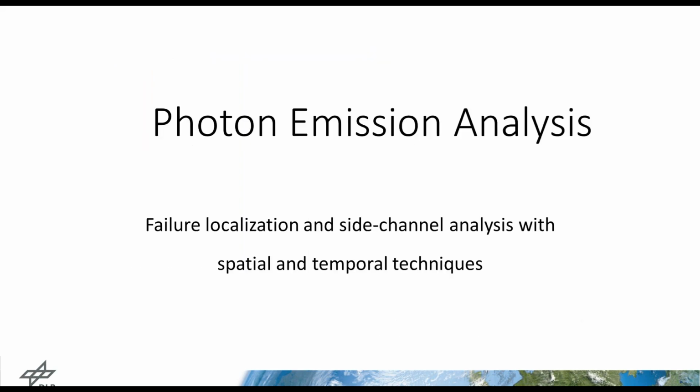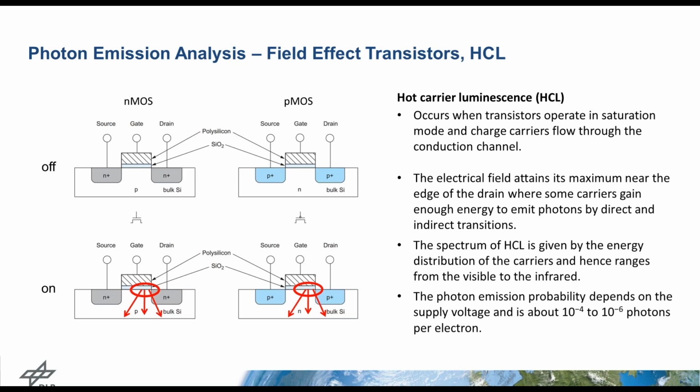Now I come to the main part of my talk, the photon emission analysis. It's used for failure localization, but also for side channel analysis. So what is photon emission, where does it come from? Photon emission occurs when a transistor operates in saturation mode. This is true for all integrated circuits, as long as a current flows.